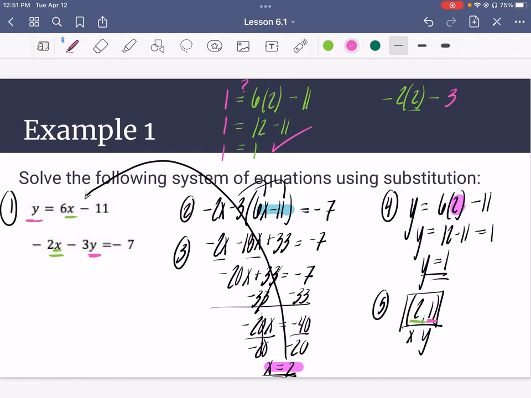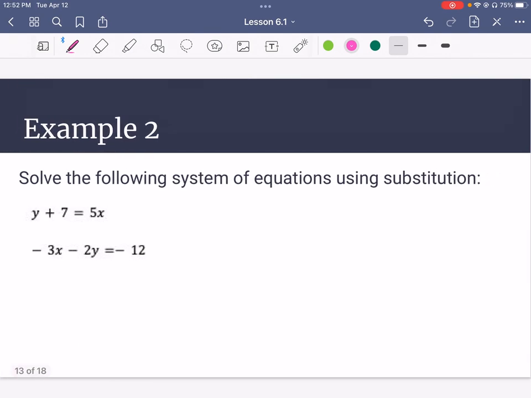Then I check for the second one. If I plug it into the second one, I have negative 2 times x, which is again 2 right here, minus 3 times y, which is 1. And I'm seeing, does that in fact equal negative 7? So I get negative 4 minus 3, and yes, that does in fact equal negative 7. And so that is my way of confirming.